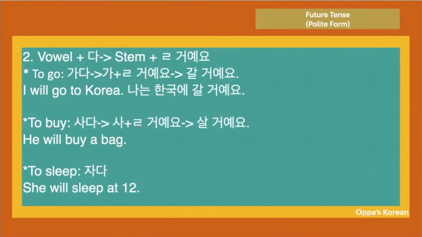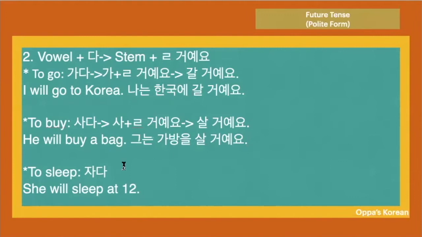In the sentence, he will buy a bag. He is 그, subject marker 는, 그는. A bag is 가방. 가방 is an object in this sentence, so you put an object marker, 가방을, will buy, 살 거예요. 그는 가방을 살 거예요. He will buy a bag.